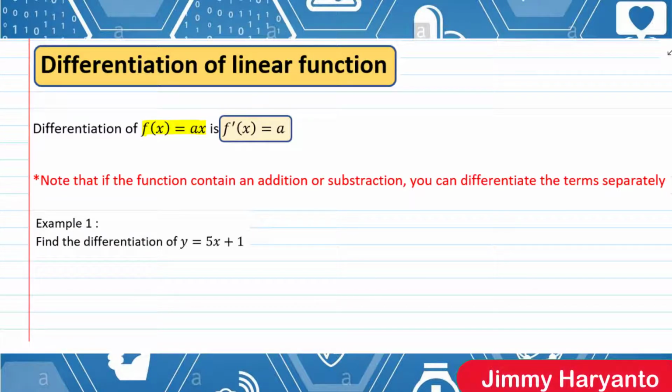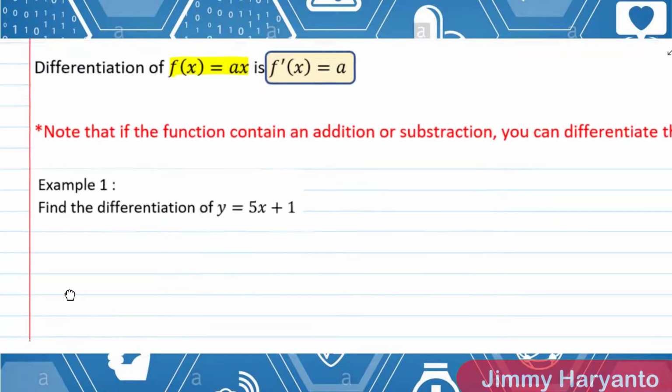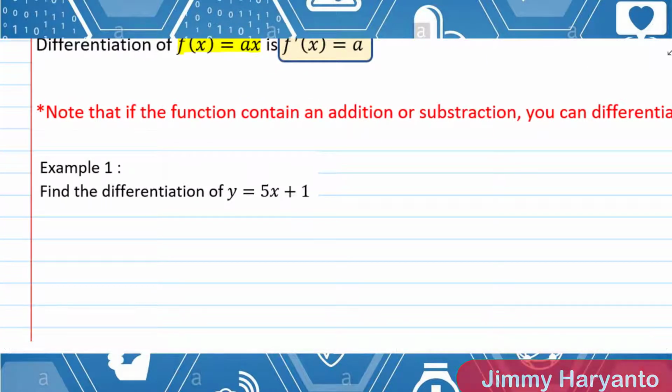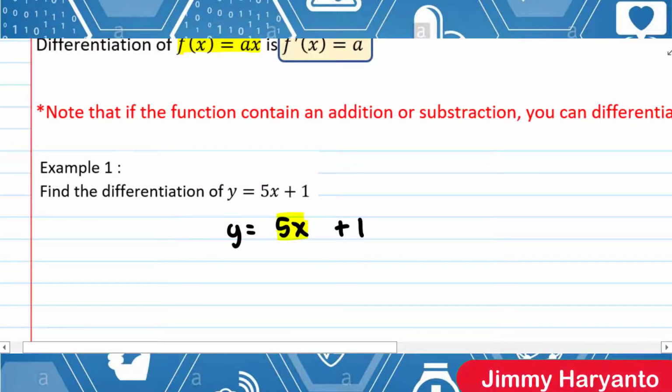Note that if the function contains an addition or subtraction, you can differentiate the terms separately. I will explain this later in the example. So example 1. For example 1, we have two terms inside the function. We have y equal to 5x plus 1. Two terms means you have this and this separated by addition or subtraction.